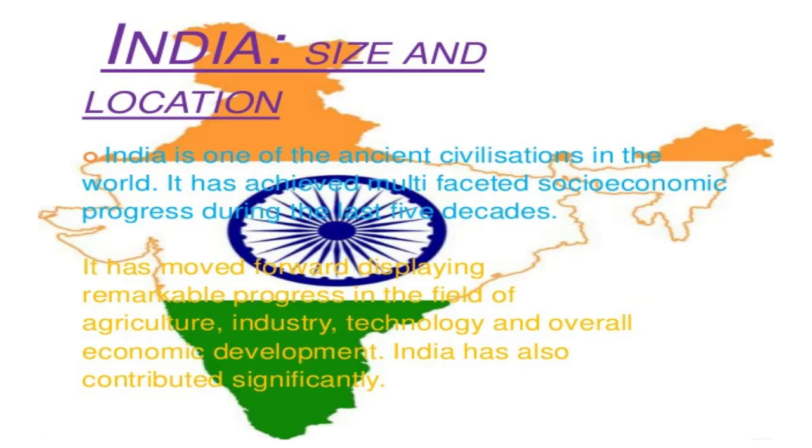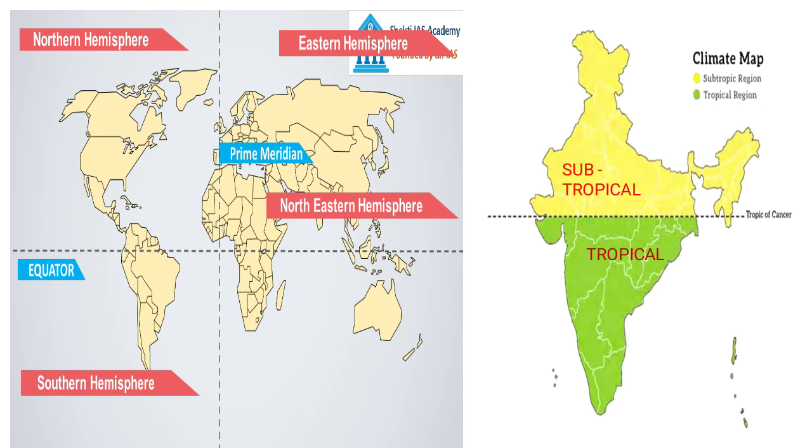India is one of the ancient civilizations in the world. It has achieved multifaceted socio-economic progress during the last 5 decades. It has moved forward, displaying remarkable progression in the field of agriculture, industry, technology, and overall economic development. India has also contributed significantly to the making of world history. It is a vast country.